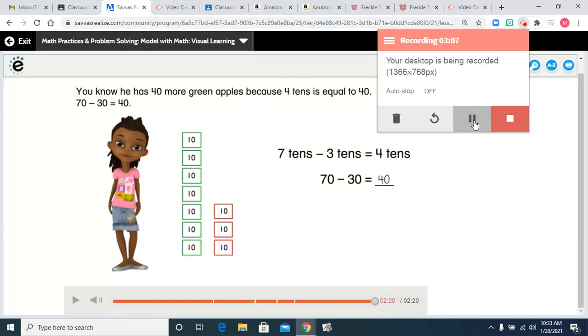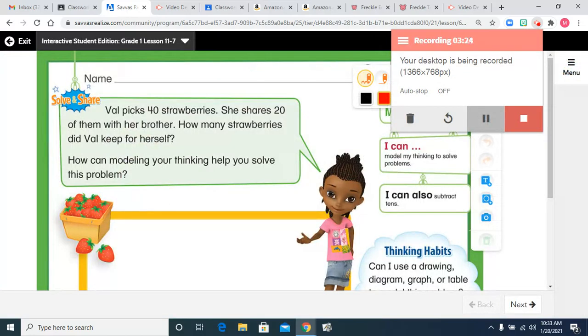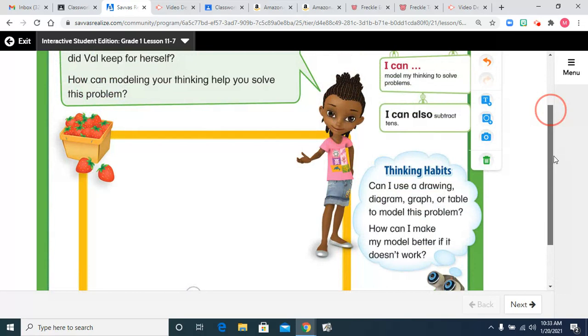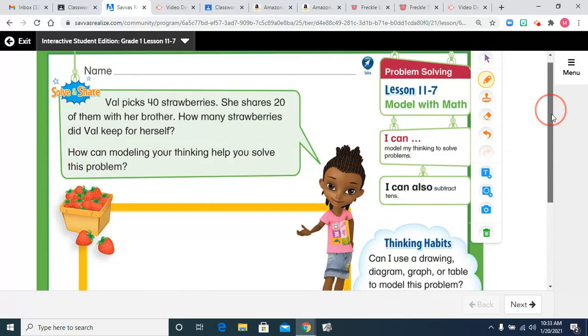Okay, so we're going to be doing story problems today and subtracting tens. You need to be in your math workbook, volume 2, and you need to be on page 647. Okay, if you're on page 647, it should look like this. Let's read the story problem and find out what we have to do. It says, Val picks 40 strawberries. She shares 20 of them with her brother. How many strawberries did Val keep for herself?